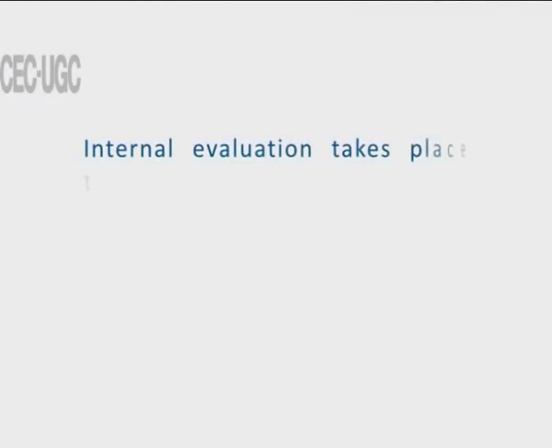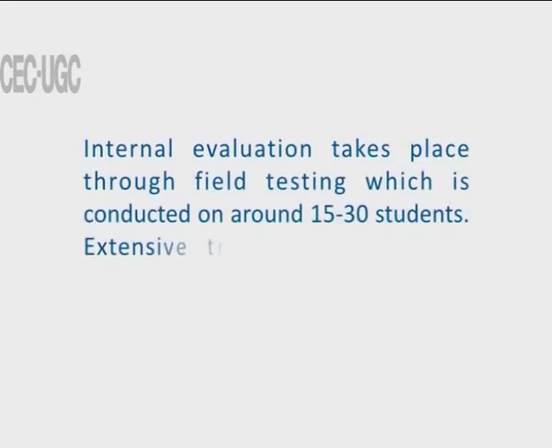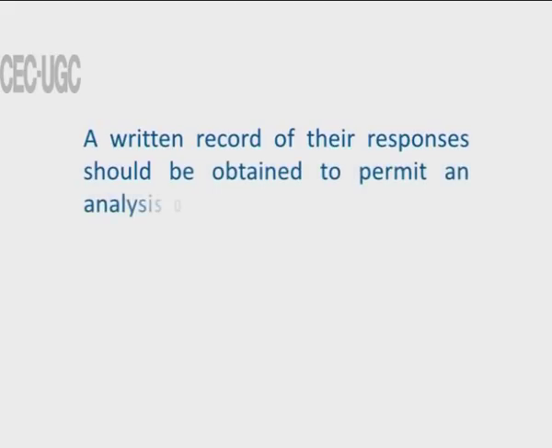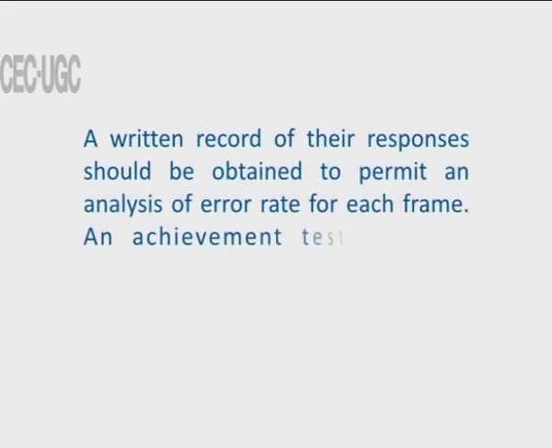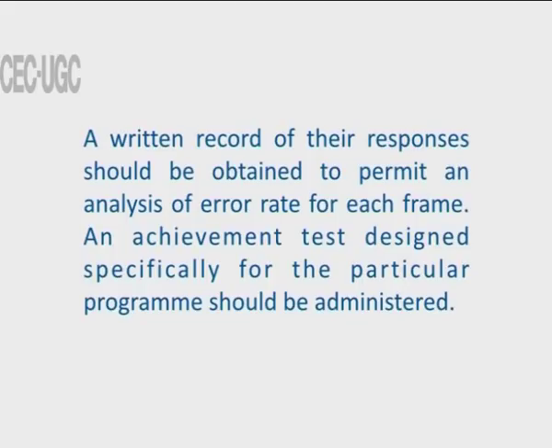Two types of evaluation are conducted here: the internal and external evaluation. Internal evaluation takes place through field testing, which is conducted on around 15-30 students. Extensive tryouts and revisions ensure a high-quality program. A written record of their responses should be obtained to permit an analysis of error rate for each frame. An achievement test designed specifically for the particular program should be administered.